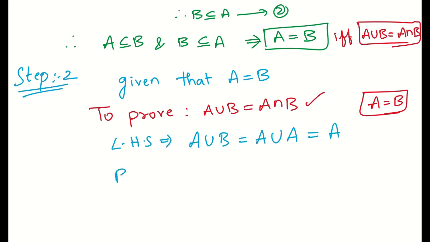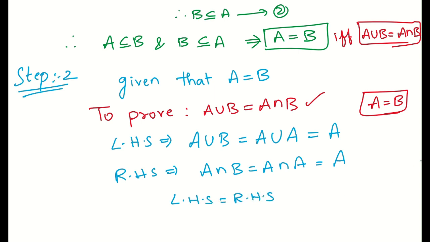Now consider the right hand side. What is there in our right hand side? Here we are having A intersection B. We know that B is nothing but A. So I will write it as A intersection A. What is A intersection A? A intersection A will always be the set A. So from this, what can I say? I can say that the left hand side is equal to the right hand side.